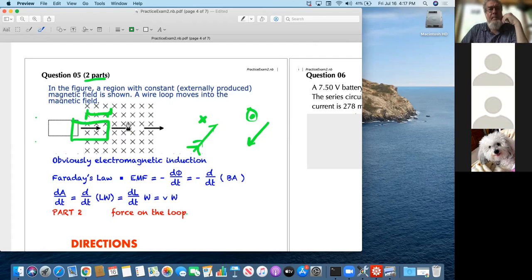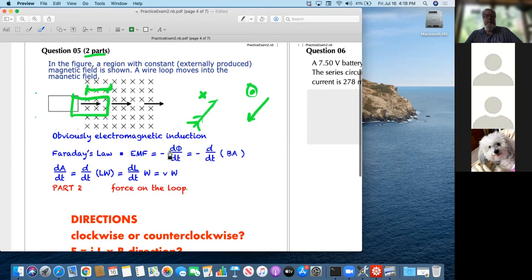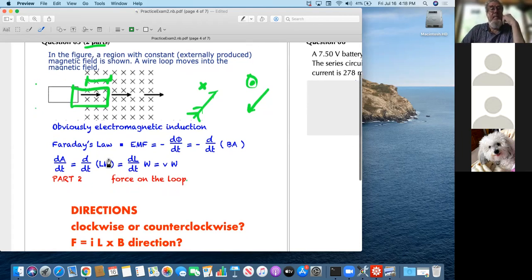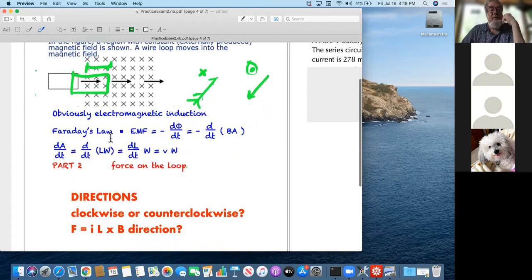Now, actually, in this problem, I don't think you're asked to calculate the value of the EMF, but this is the equation that you would use to calculate the value of the EMF, the strength of the voltage. If you're asked to calculate the current, you would have to know the resistance of the loop. Faraday's law tells you the voltage divided by the resistance would be the current. But in this problem, the two parts just ask you the two directions.